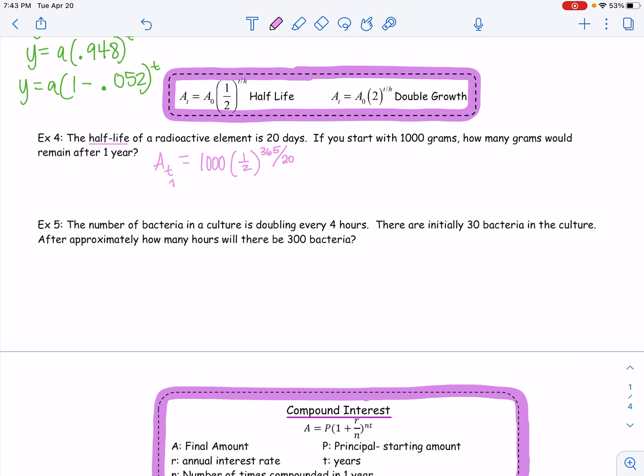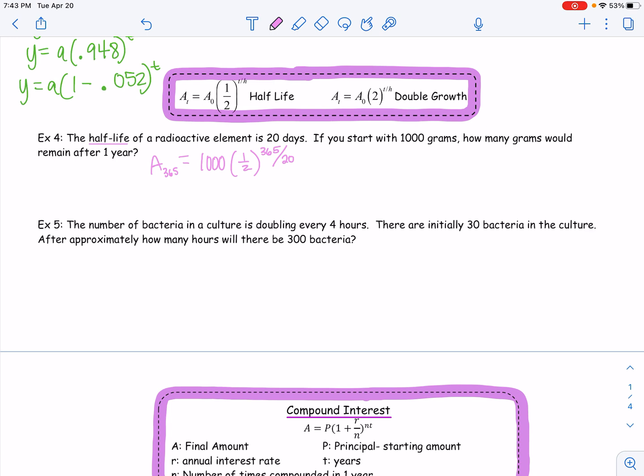So this sub t right here is also the 365, if you need to replace that to help you understand it a little bit better. So we want to know after 365 days, how many grams are left. Because what we're solving for is this, that's like our y value, we can plug this straight into our calculator.